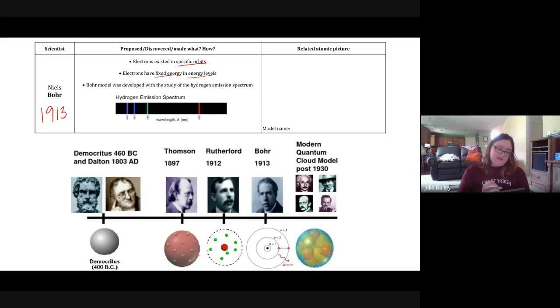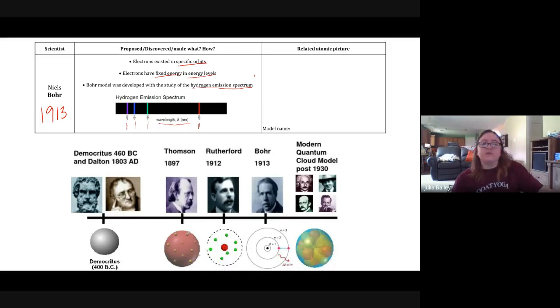And he was able to develop what's called the Bohr model, studying something called the hydrogen emission spectrum. Basically, he looked at a hydrogen atom and saw that as it gains or loses energy, it can absorb a certain amount of energy and release a certain amount of energy. And he could look at the wavelength of light from the released energy, and it corresponds to different colors.